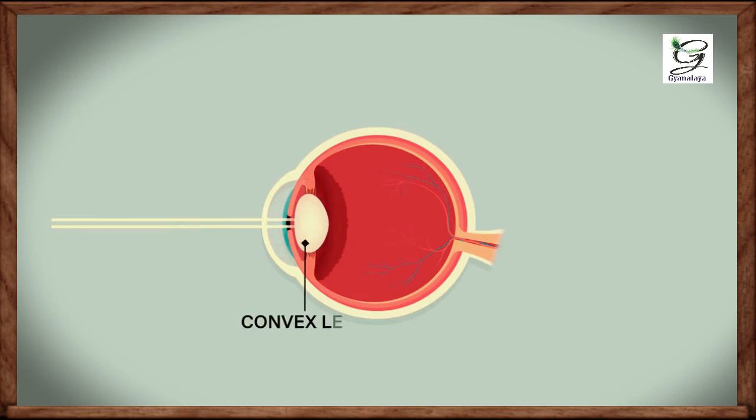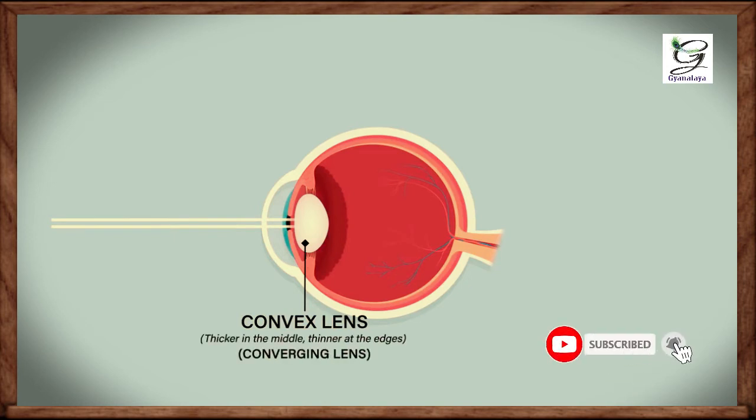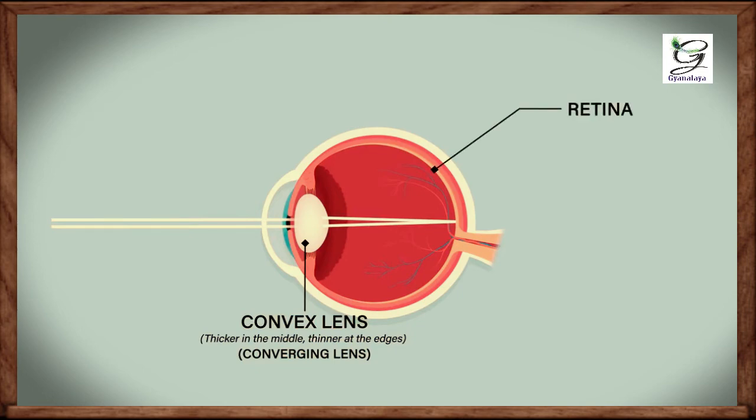The lens is a convex lens. Convex lens is a lens which is thicker at the center than the edges. It's a converging lens. That is, it focuses all the light at one point. In a normal regular eye, this point is somewhere here on this inner boundary called retina.